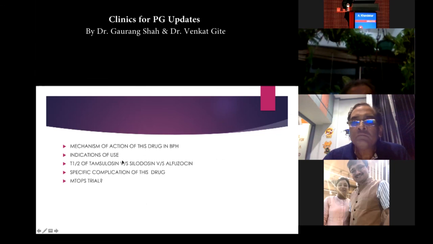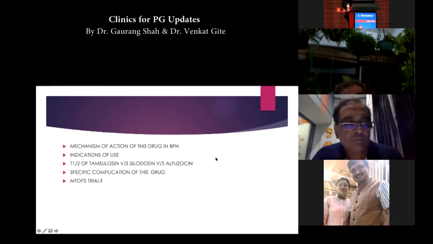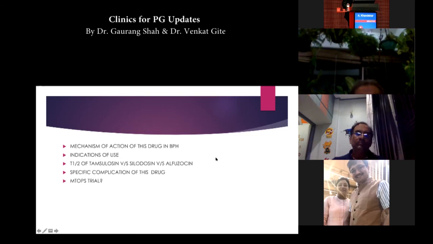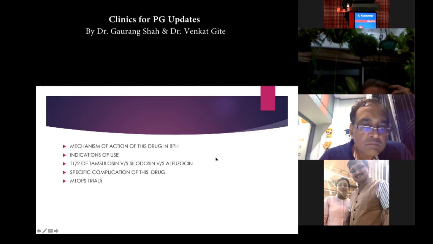Okay. What are the indications of this drug? Benign prostatic enlargement with IPSS score more than 7, and it is also useful for medical expulsive therapy for lower ureteric stone, which is less than 5 mm, sir. So, can you please repeat what is the indication of medical expulsive therapy? Sir, lower ureteric stone which is less than 5 mm, we can use for medical expulsive therapy.